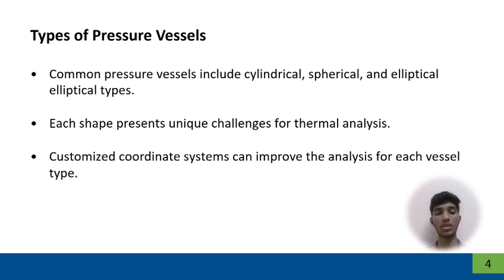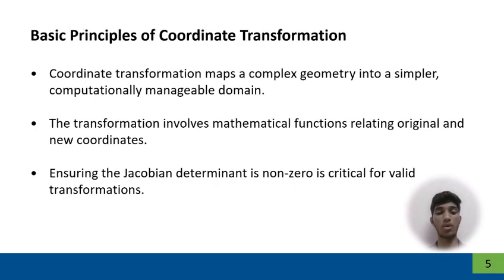Pressure vessels come in several shapes, such as cylindrical vessels, commonly used in boilers and pipelines; spherical vessels, used in gas storage; and elliptical vessels, used when compact design is needed. Each of these shapes affects how heat flows inside the material. Thus, each shape needs a different coordinate system for effective thermal modeling.